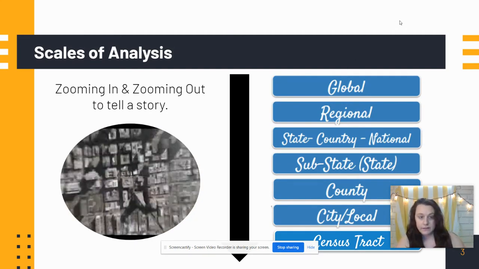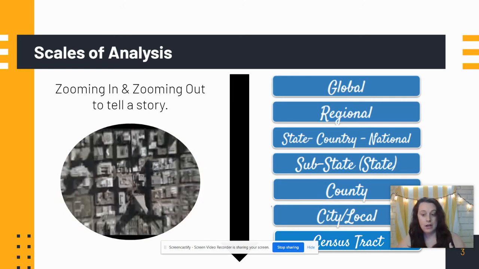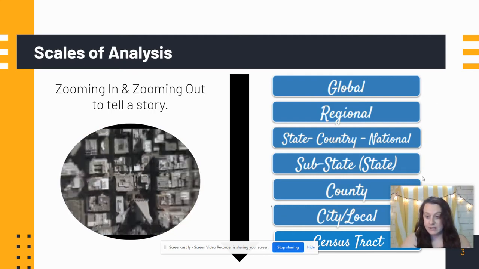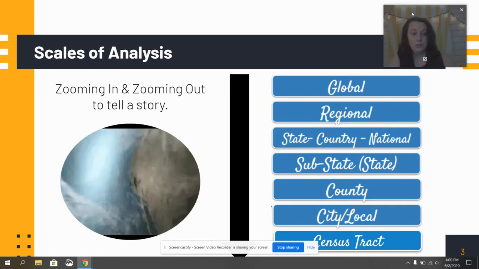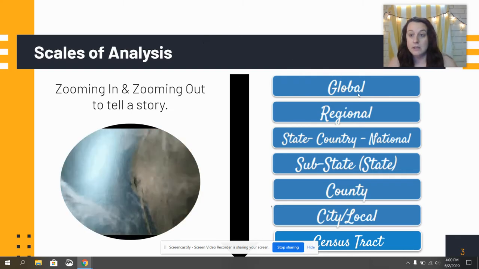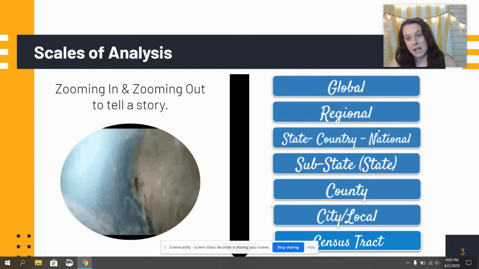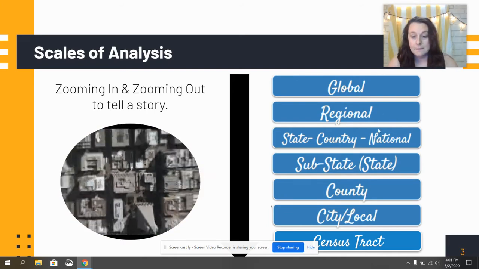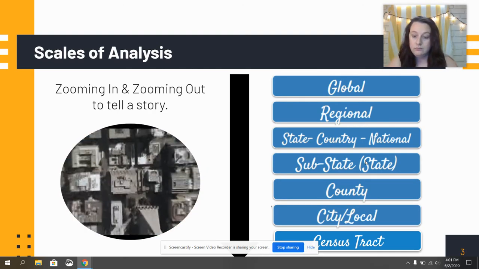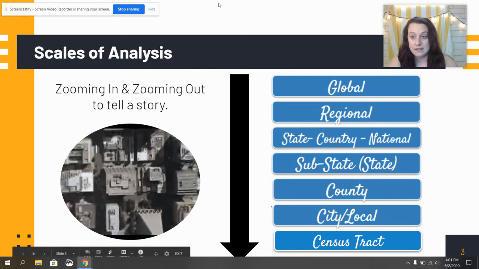You can think about scales of analysis as zooming in or zooming out on a map or a piece of data in order to tell a story. And so think about, if we were to zoom all the way out, right? The largest scale of analysis is going to be global. Then it'll move down to regional, state, country, or national. Those all mean the same exact things. Sub-state, which is what we think of in the US as states. County, city, or local. And then finally, census tract.